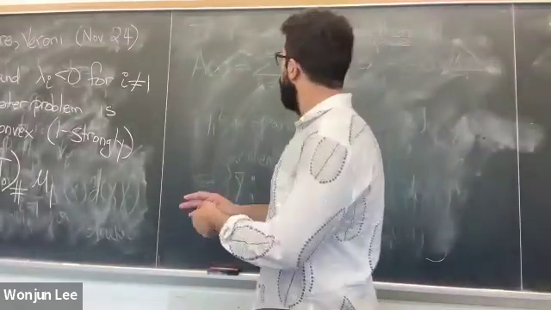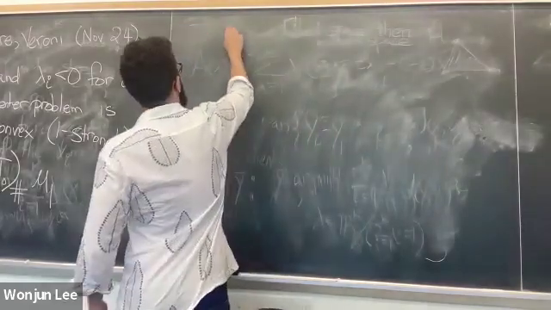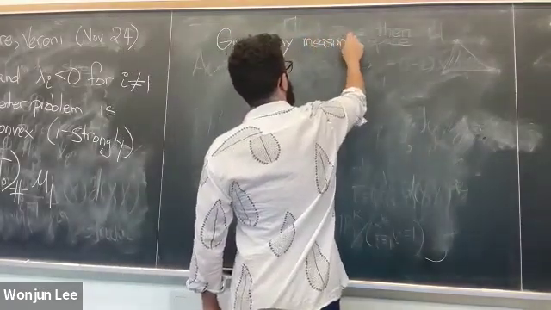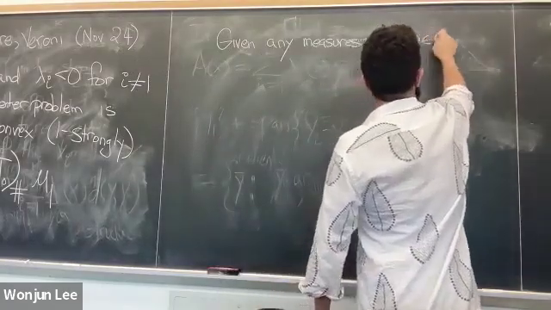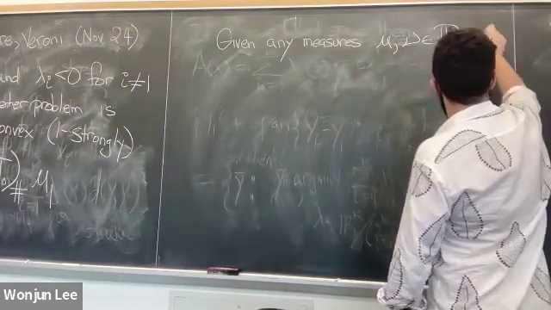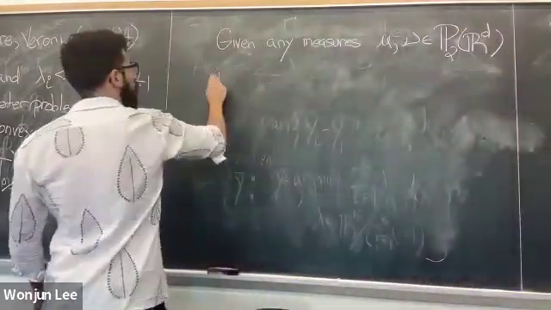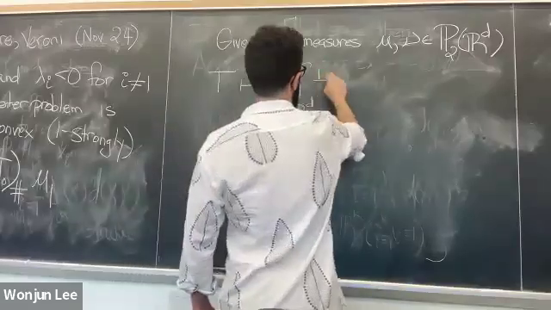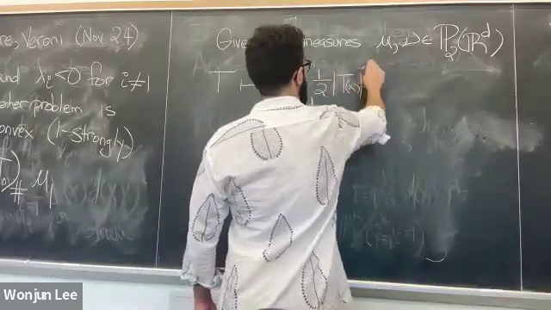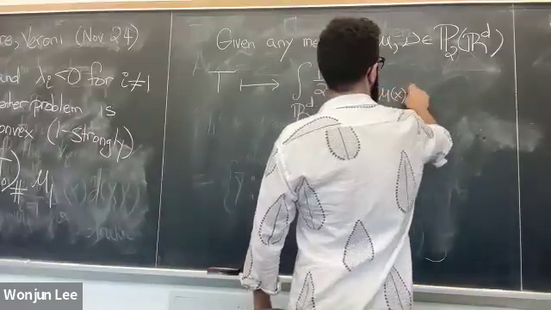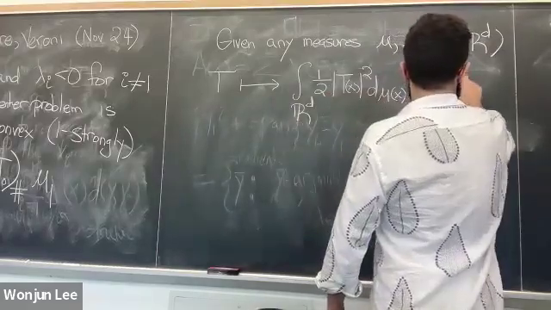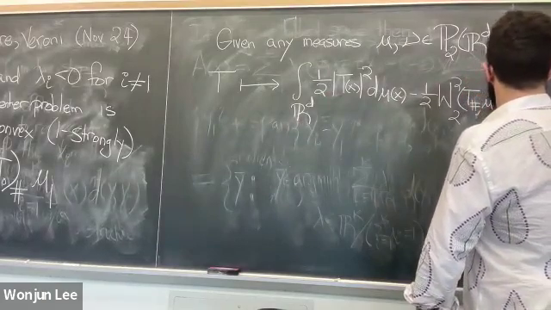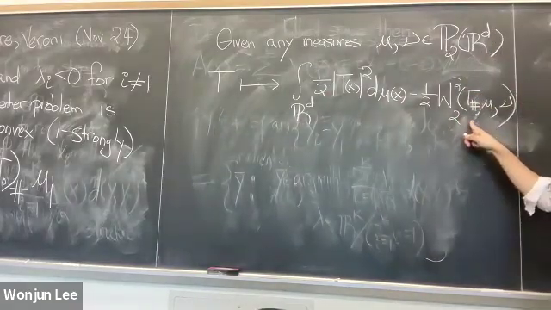You can prove this from the fact that, given any measures mu and nu that belong to this probability space with bounded second moments, if I take a map and I send it to this value, this is a convex function with respect to this map.